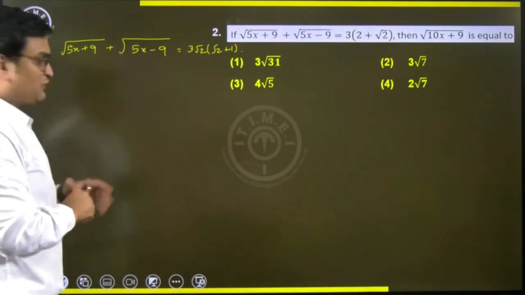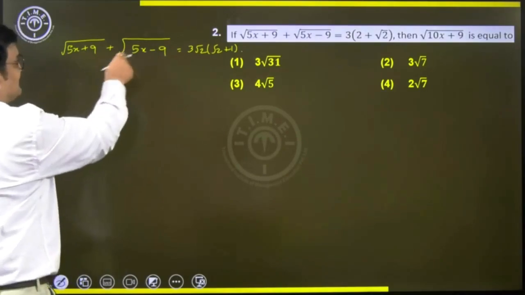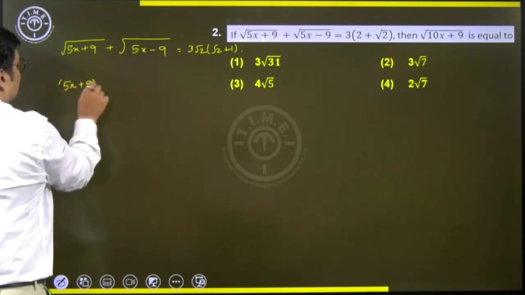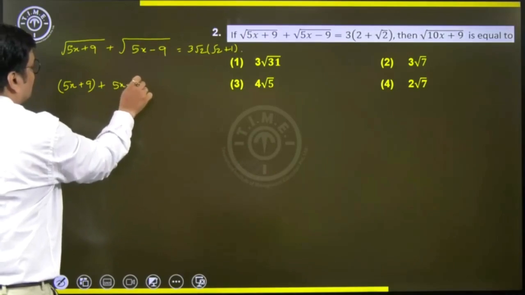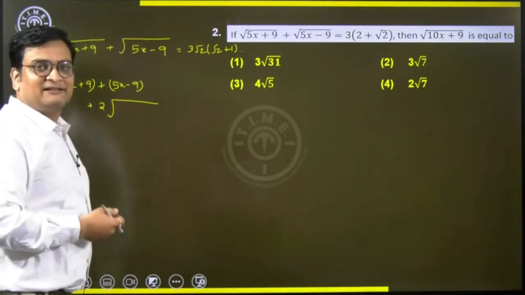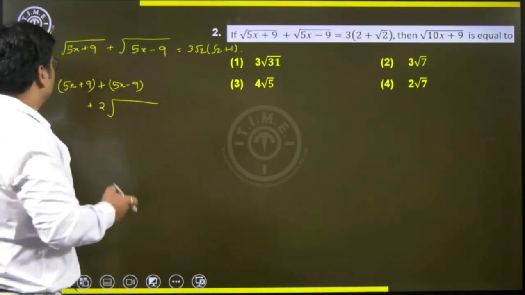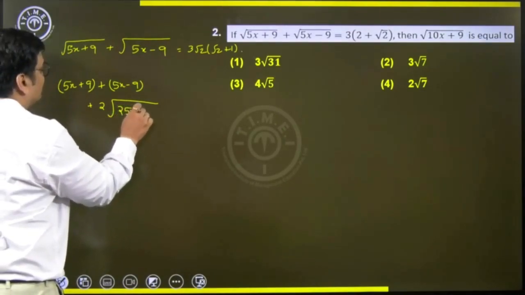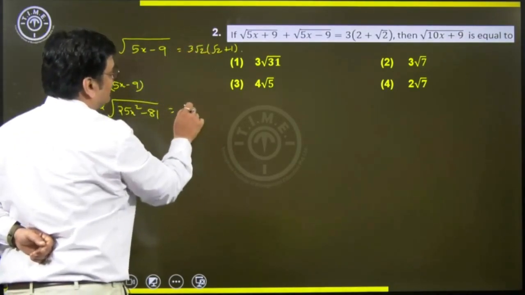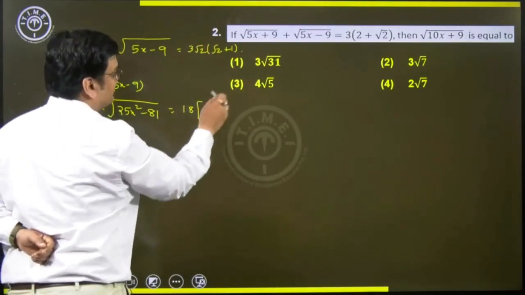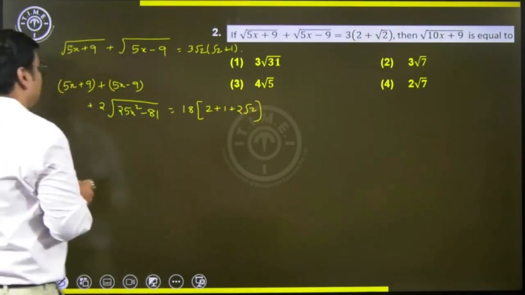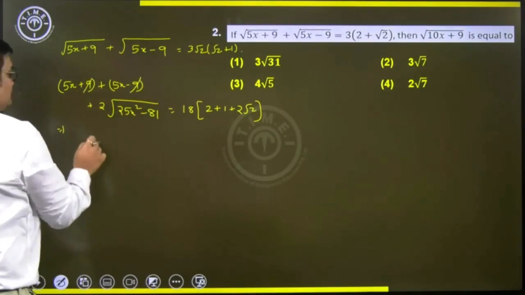Now let's square on both sides of this equation. This is a plus b whole square form. So it will be a square, which is 5x plus 9, b square, plus 2ab. 5x plus 9 into 5x minus 9 is of the form a plus b into a minus b, which is a square minus b square, so 25x square minus 81. On the right side, 3 root 2 square is 18, into root 2 plus 1 whole square, which is root 2 square plus 1 square plus 2 root 2. Now let's simplify. This will cancel out. So 10x.